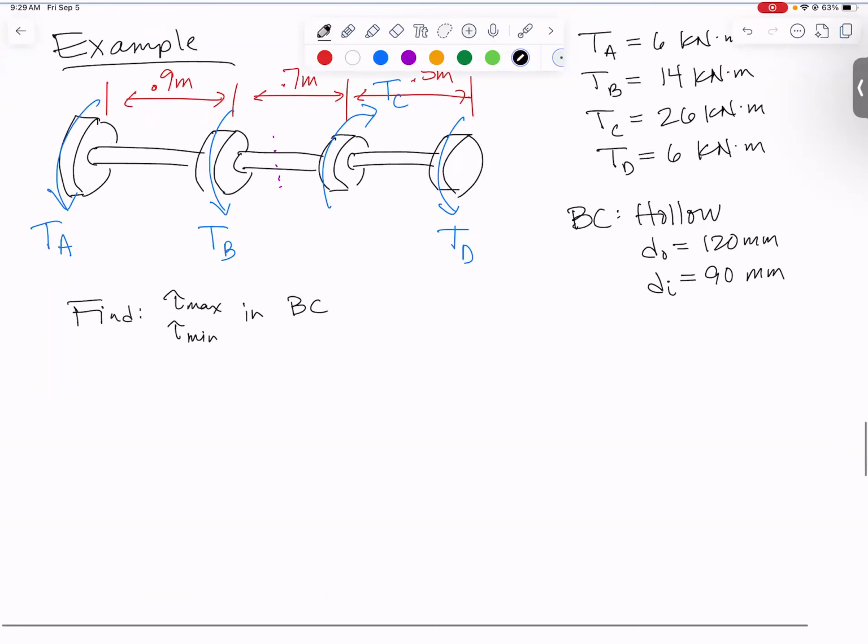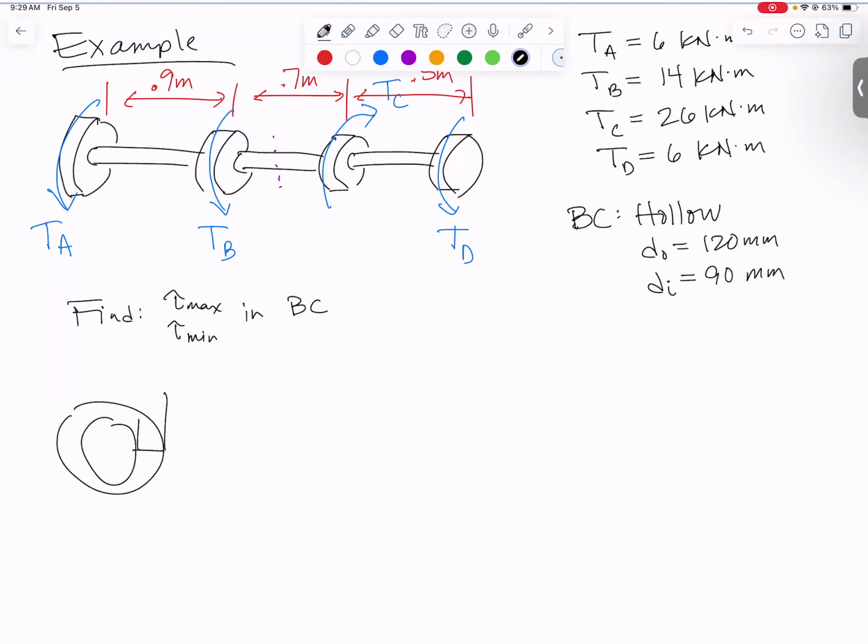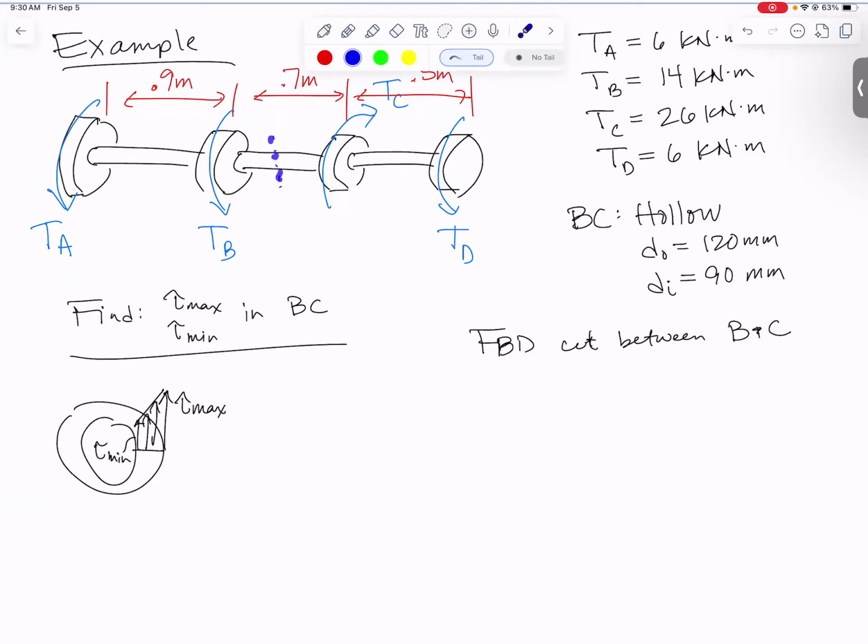To do that, let me first draw a little sketch. Since it's hollow, the shear stress is going to have that kind of a behavior. It's going to be tau max is at the outer radius, and tau min is going to be at the inner radius. There's no stress in the hole in the middle. Then we also are going to want to do a free body diagram cut between B and C. So let's take that cut.